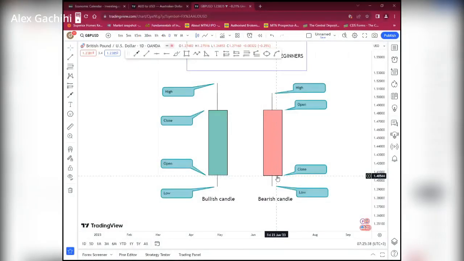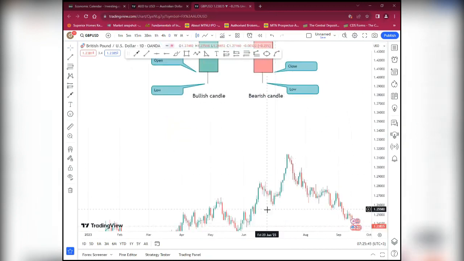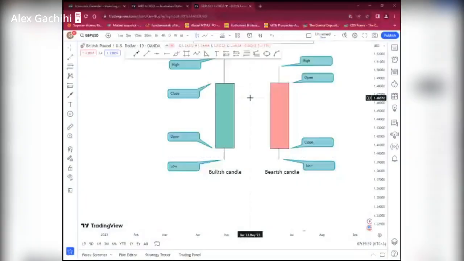Most people can also prefer black. They don't want the green and the red, or others prefer the black and the white, or the black and the red, the black and the green. The color does not matter, but how the candle structure looks like. So let's break it down, guys.